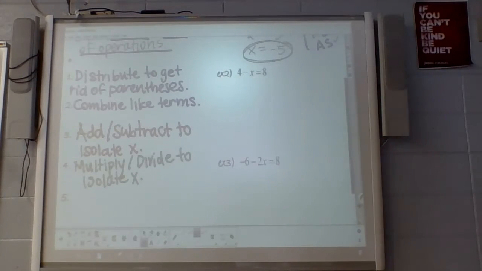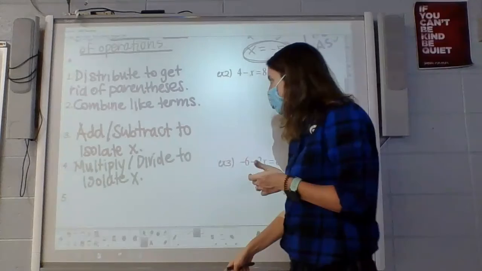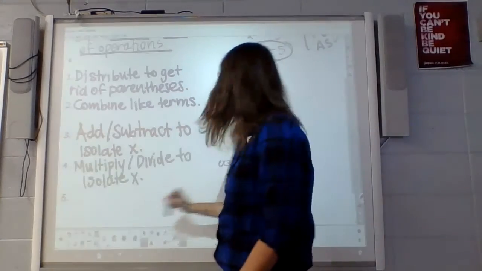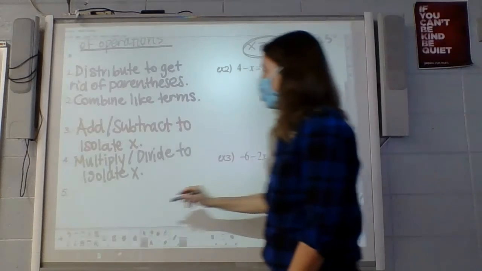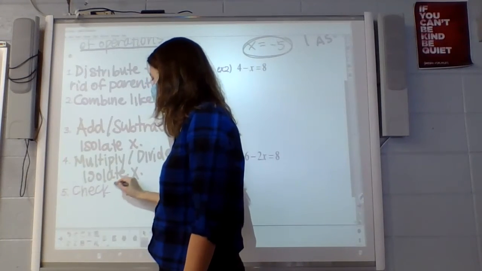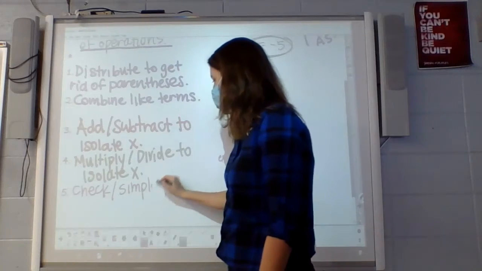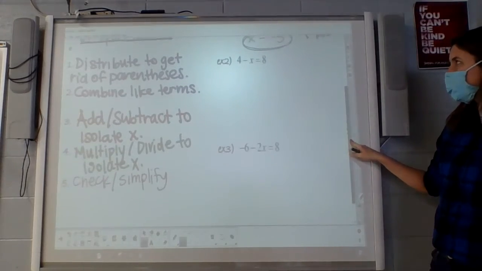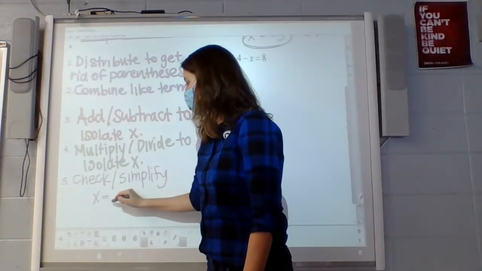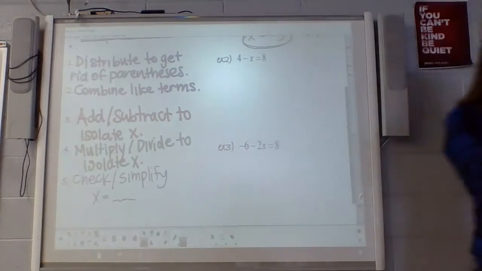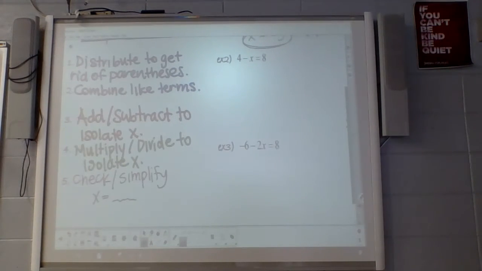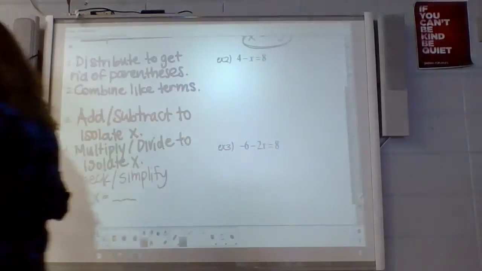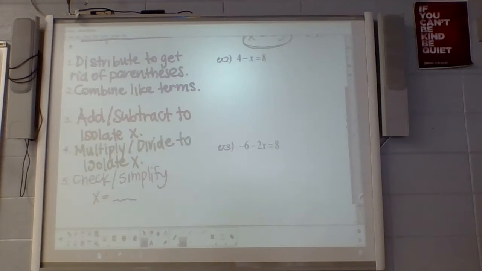Our last step is just to remind you guys, you can always check your answer. So step 5, I'm going to write check, or maybe sometimes you have to simplify. One of the things I do want to point out that I ask that you guys do is write your answer as x equals whatever it happens to be. Tell me what the value of the variable is. So don't just write negative 5 for this. I know that sounds picky, but we're finding the value of the variable. All right? So we're going to look at examples 2 and 3. These are both very similar.